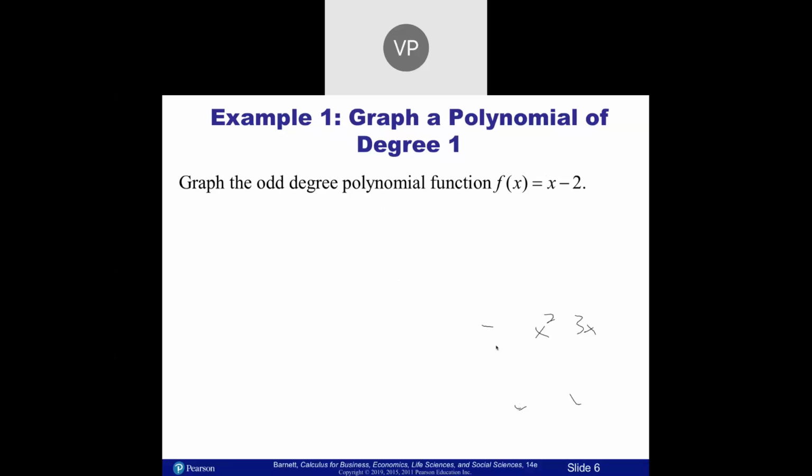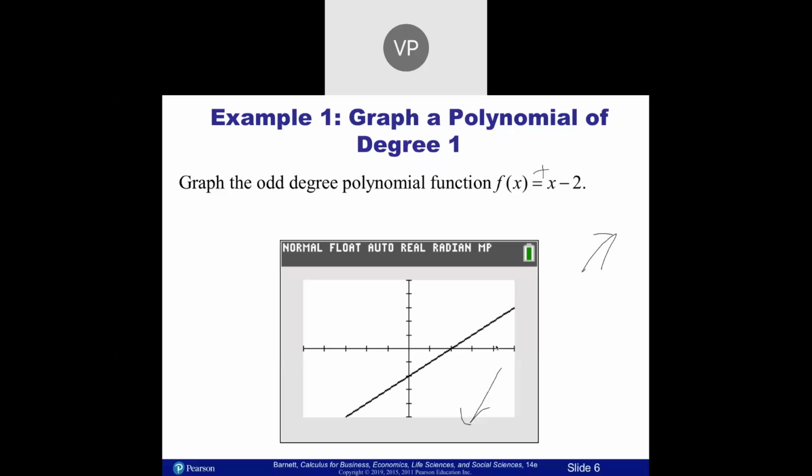So the property is it's going to hit the x-axis at least once, and because that first term is positive right here, it's going to start somewhere down over here, and it's going to end up here. That's what happens when you have an odd degree with a positive first term.